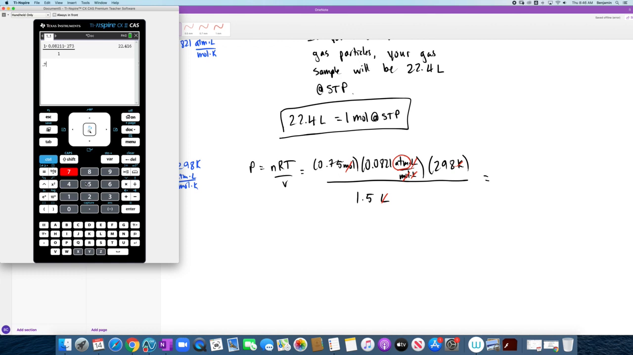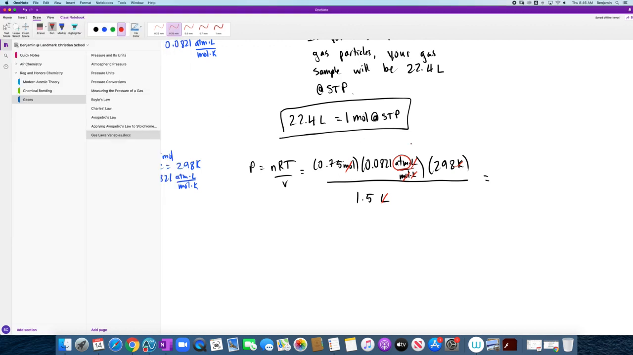So we got 0.75 times 0.0821 times 298 divided by 1.5. And it must be exerting right around 12 atmospheres, with 2 significant figures. The volume and the number of moles both have 2 significant figures. These values have 3 significant figures. We go with the smaller number of significant figures.